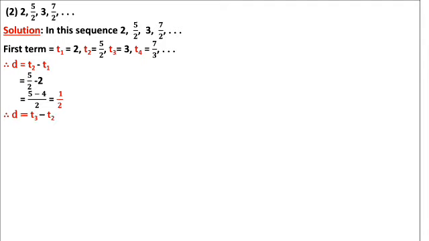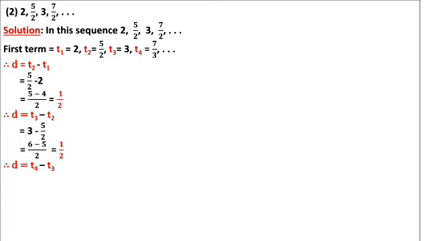Again we'll find D equal to T3 minus T2. So T3 value is 3 and T2 value is 5 upon 2. So 2 threes are 6. 6 minus 5 upon 2. 6 minus 5 we get 1. So our second distance we got 1 upon 2.